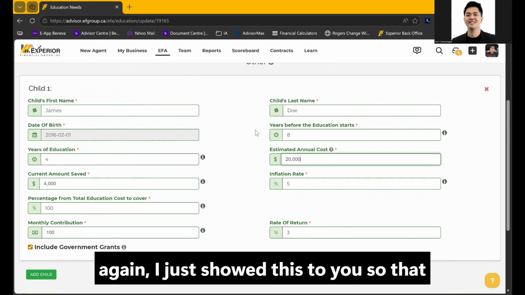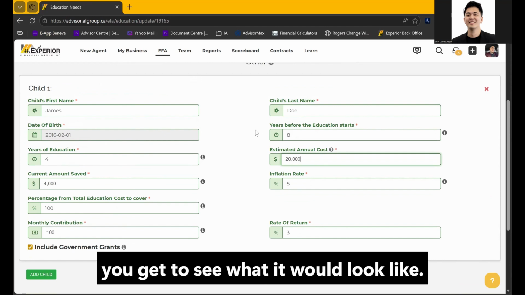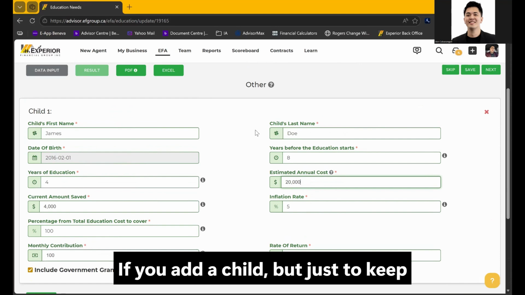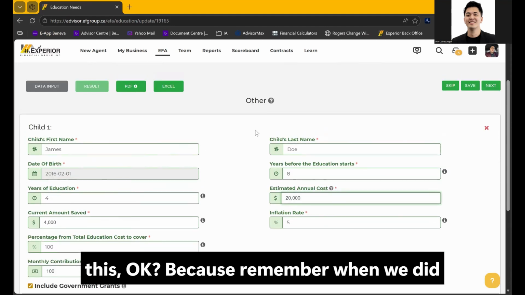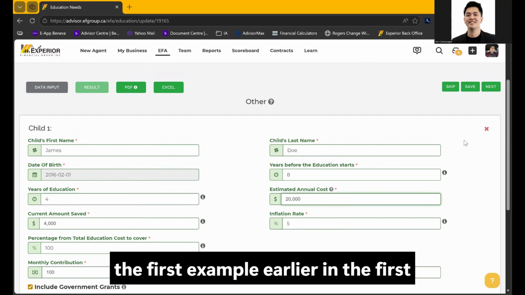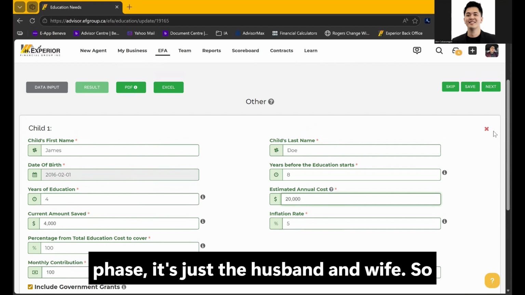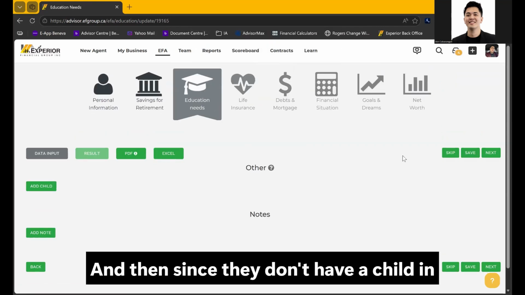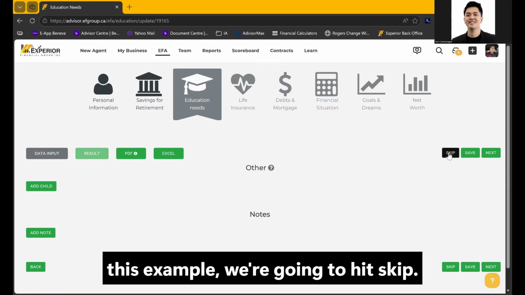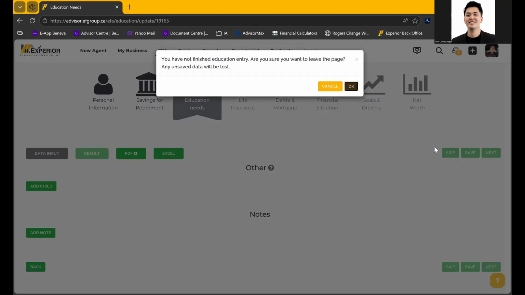But again, I just show this to you so that you get to see what it would look like if you add a child. But just to keep things simple, we're not going to add this. Okay. Because remember, when we did the first example earlier in the first page, it's just the husband and wife. So we're going to delete this item. And then since they don't have a child in this example, we're going to hit skip.